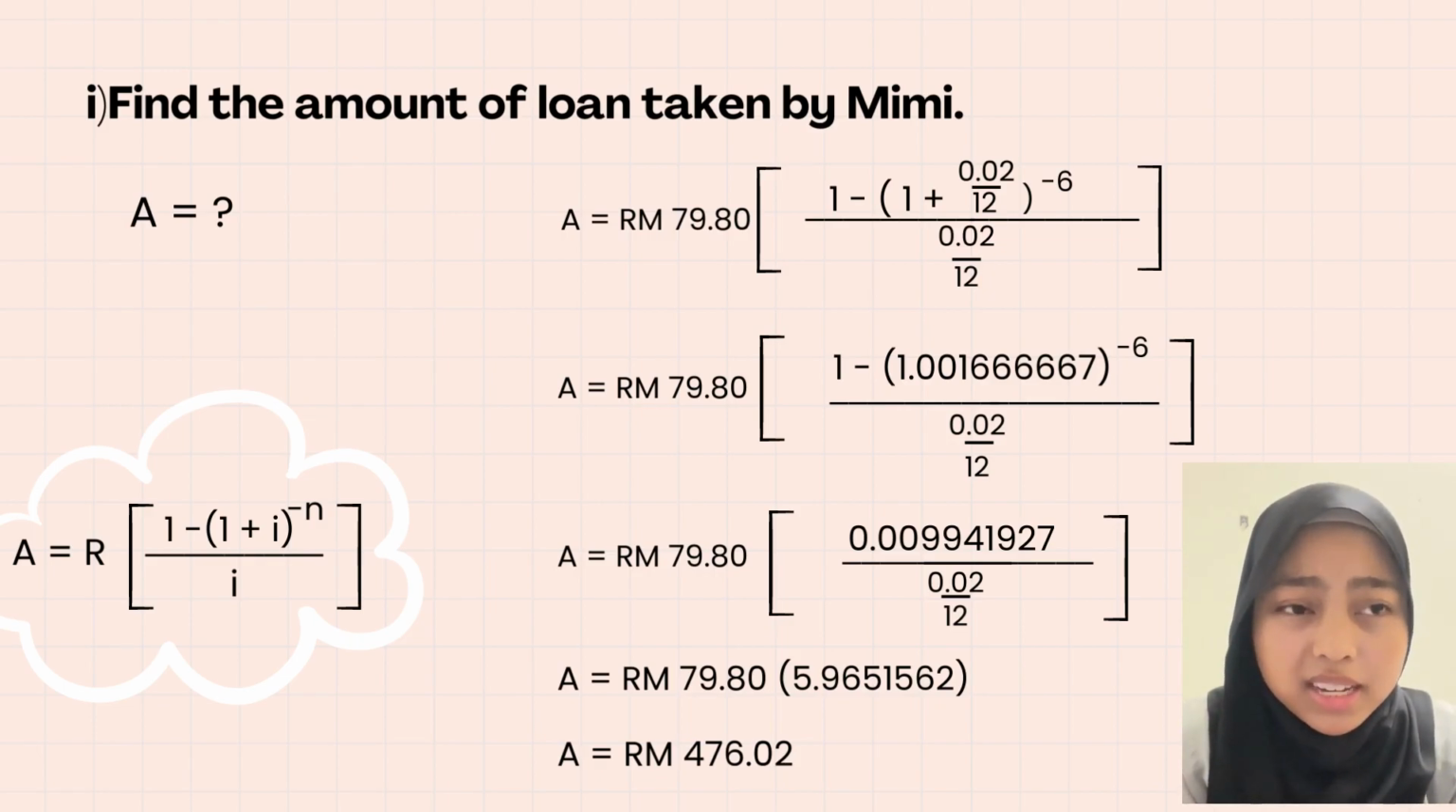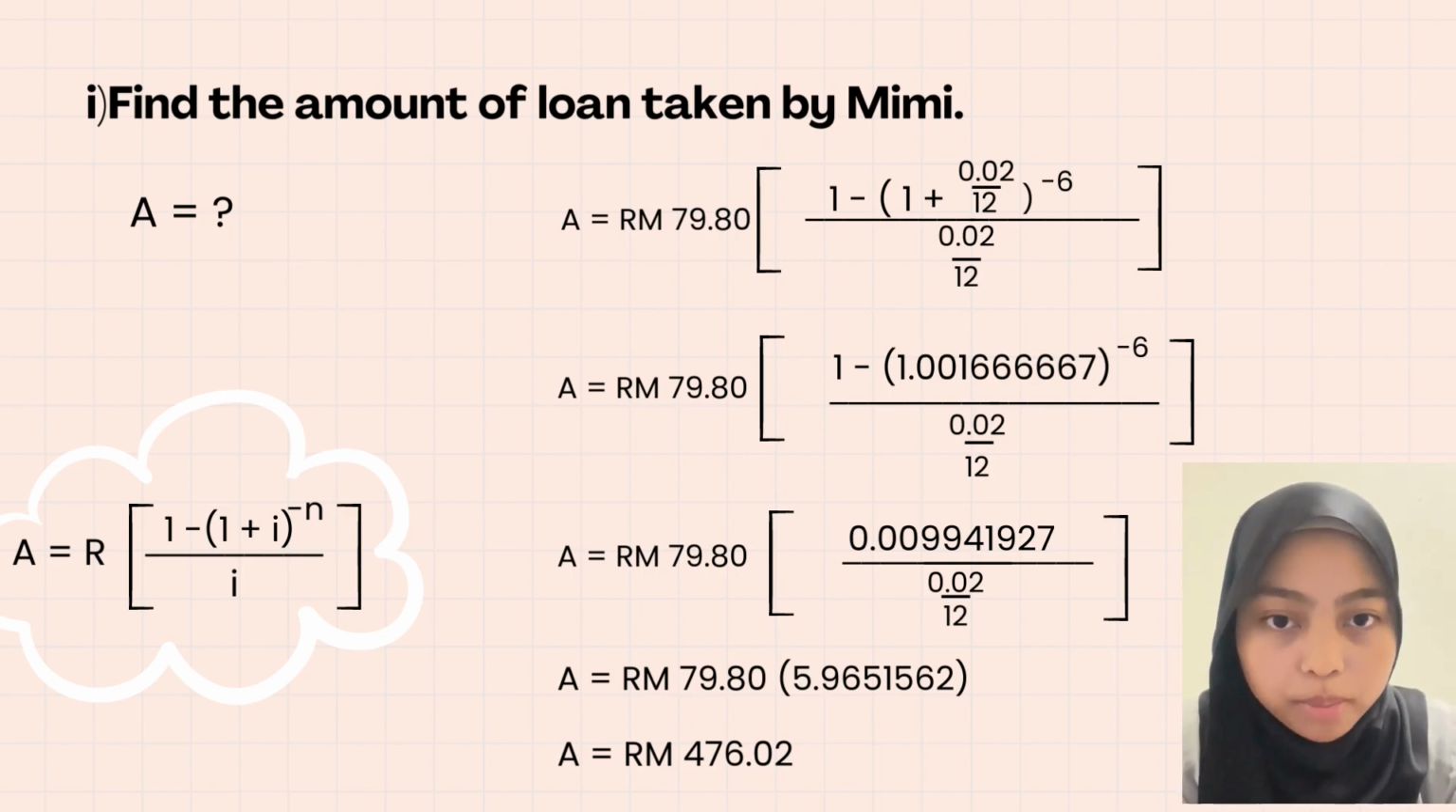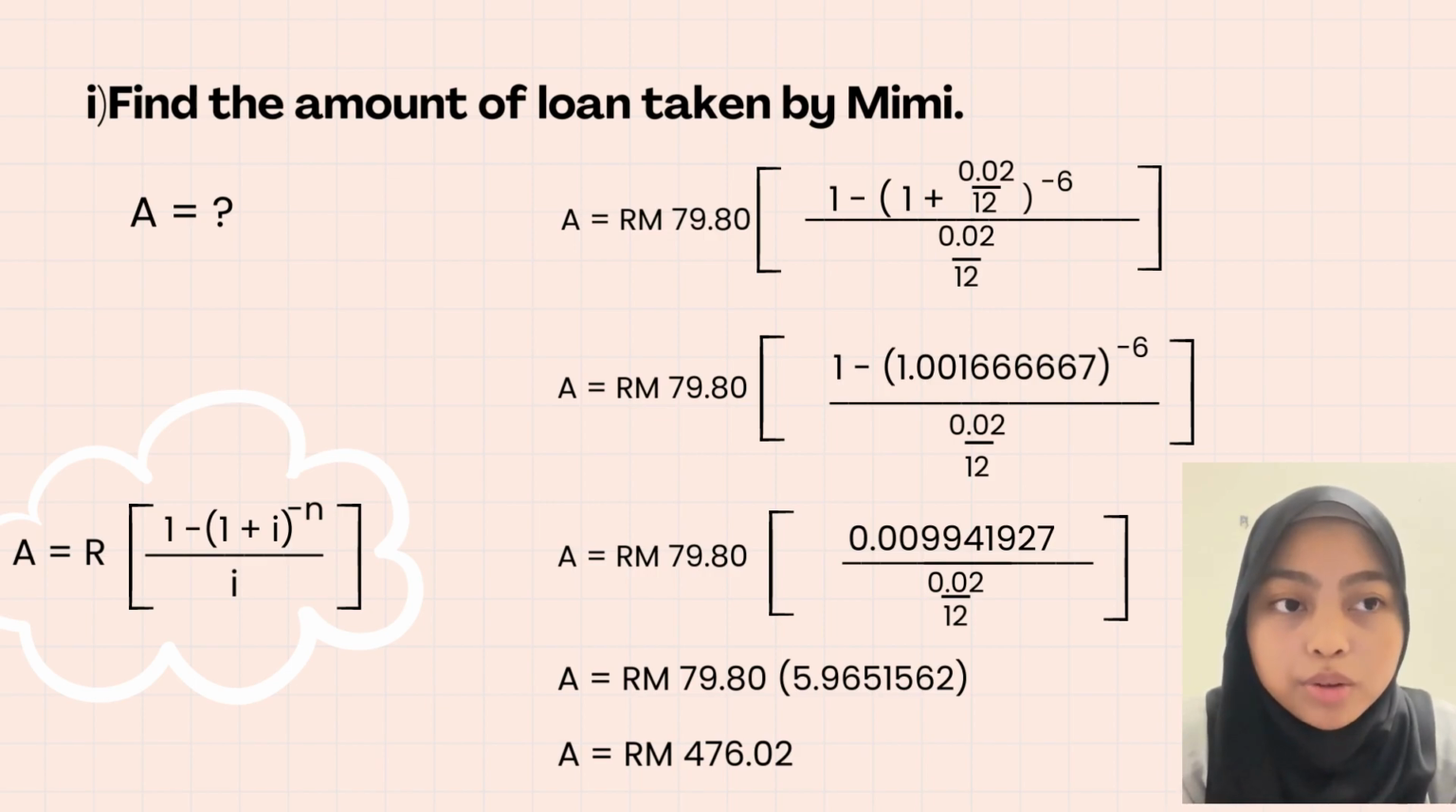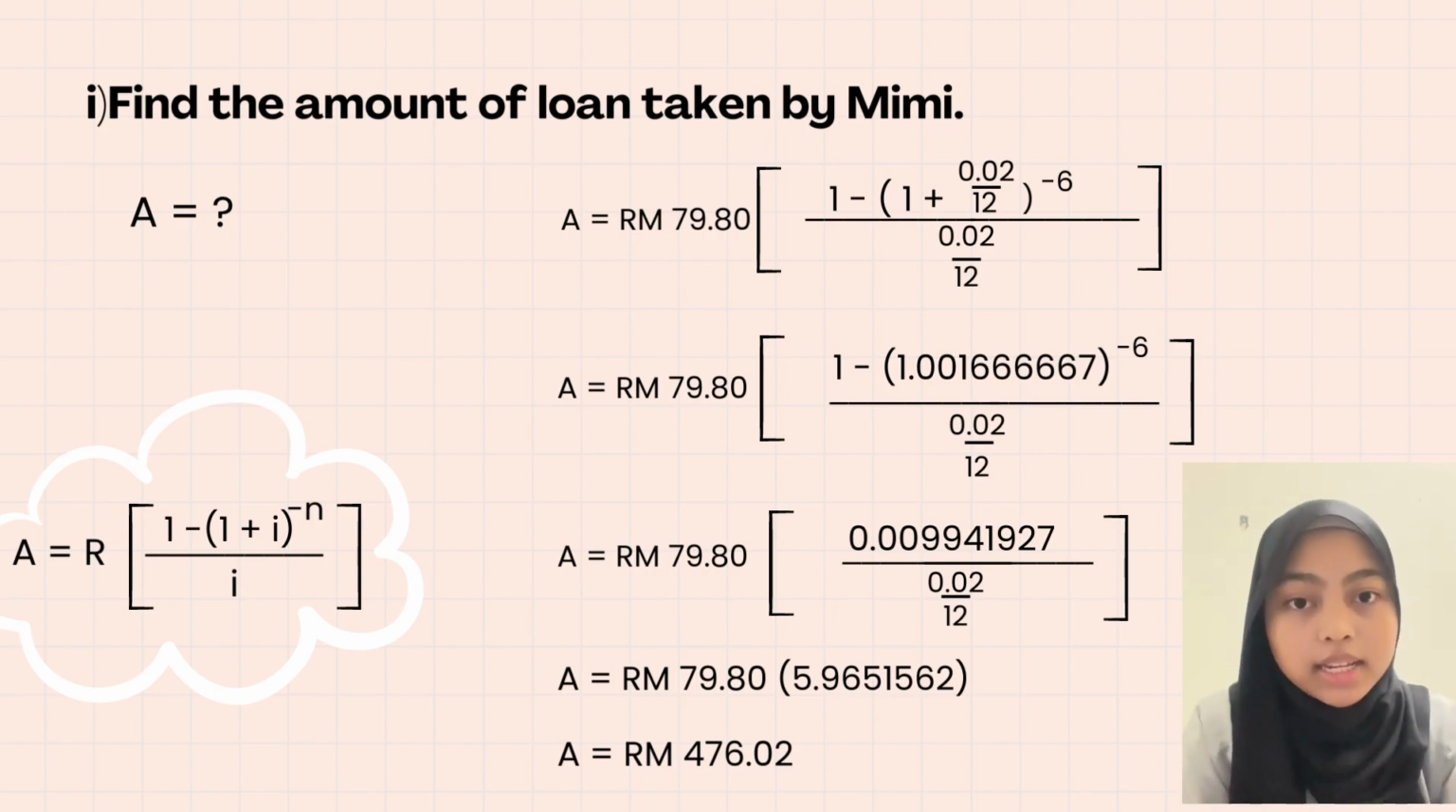For the next step, we need to solve the numbers in the bracket, which is 1 plus 0.02 over 12, and we will get 1.001666667. And then for the next step, we need to solve the numbers at the top, which is 1 minus in bracket 1.001666667 close bracket to the power of negative 6, and we will get 0.009941927.